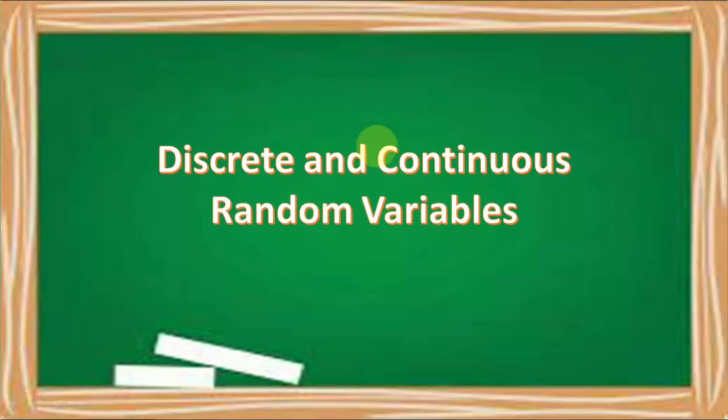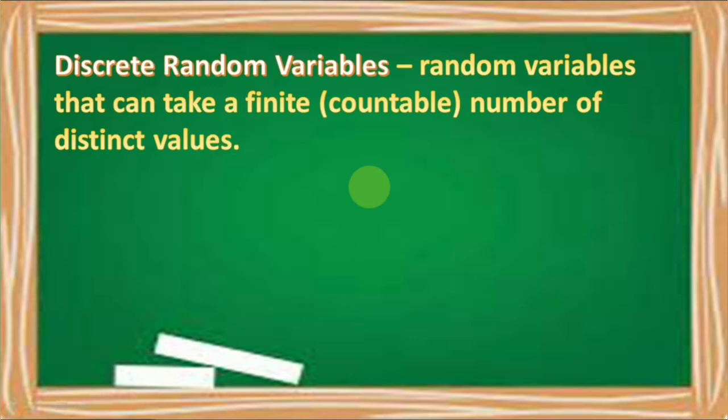Random variables are classified as discrete and continuous. So how do we know if the given random variables are discrete or continuous? Let's have first discrete random variables.